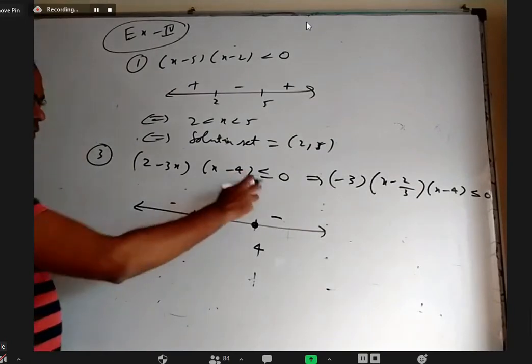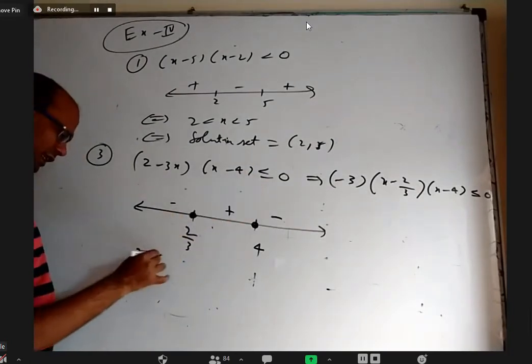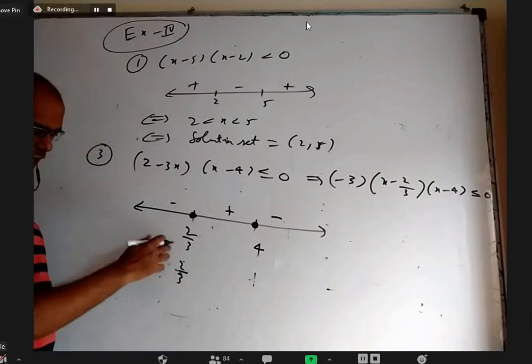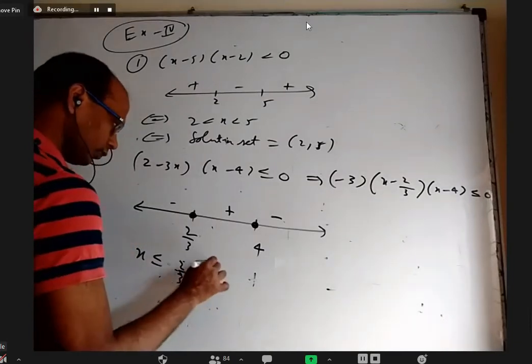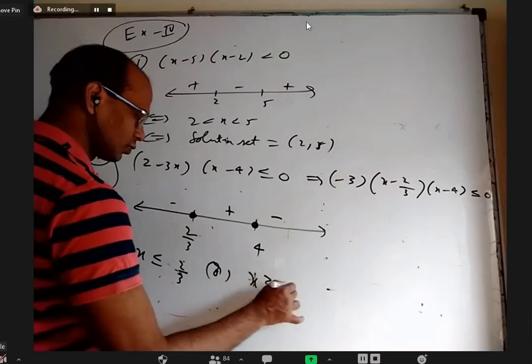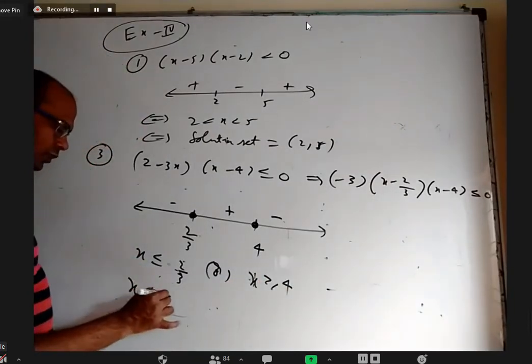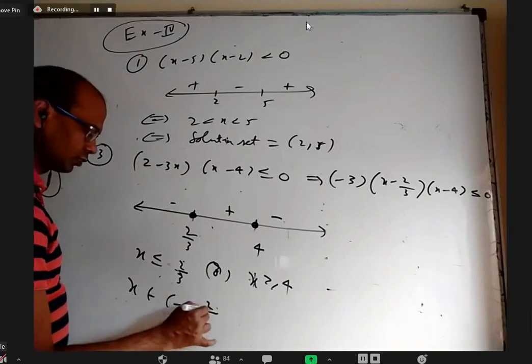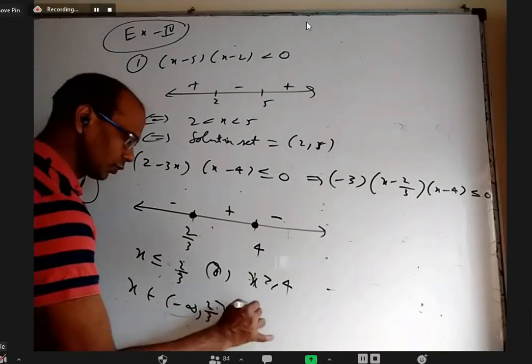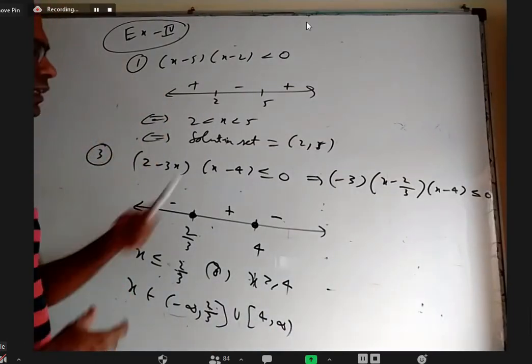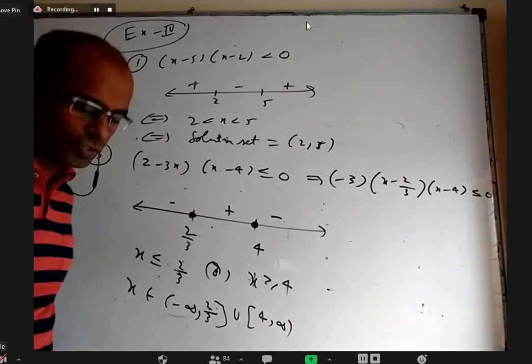Okay. But because of equal to, so x less than or equal to 2 by 3. Not just less than 2 by 3, equal to 2 by 3 is also okay. Or x greater than or equal to 4. So x belongs to minus infinity to 2 by 3 closed union 4 to infinity. So when equality is there, we have to be a little careful which numbers are there and all.